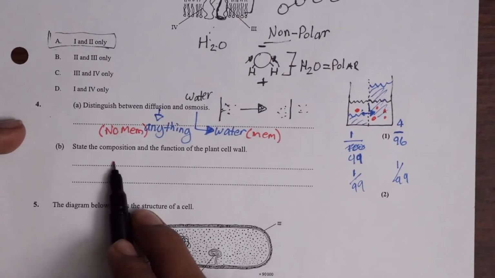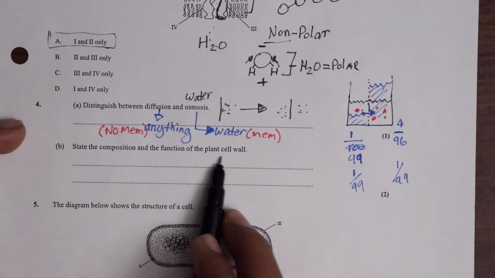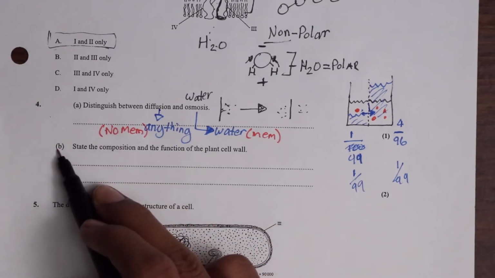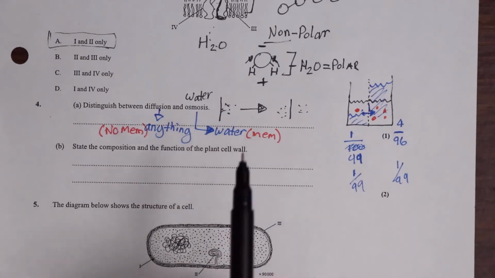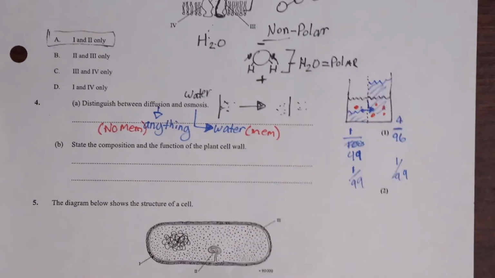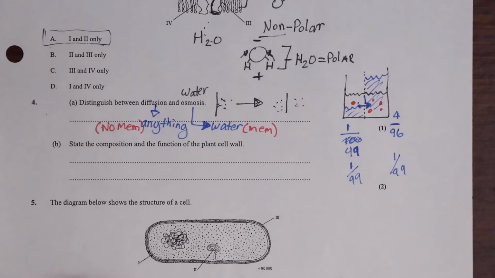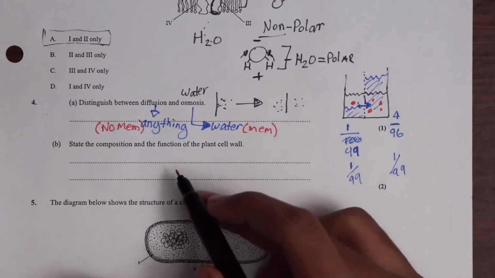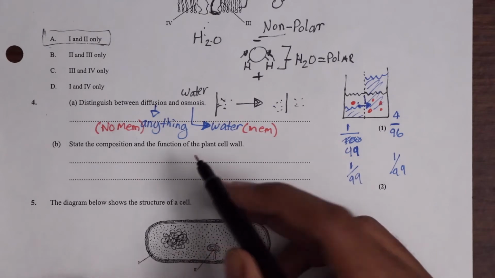State the composition and function of a plant cell wall. It's kind of weird. It's A and B, but it doesn't have to do with each other. It's fine. So, a plant cell wall. So, basically asking us what is a cell wall made out of and what's the purpose of it.